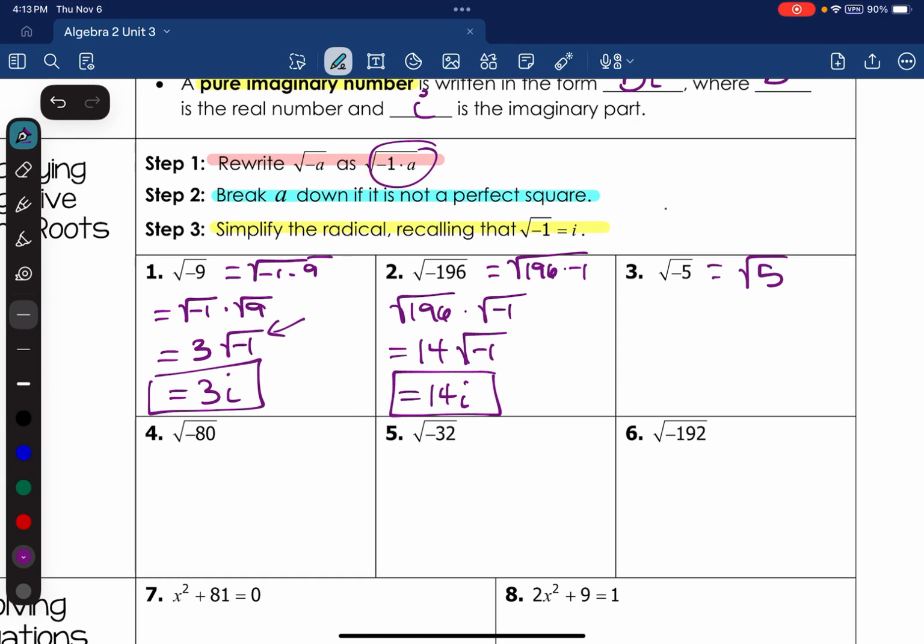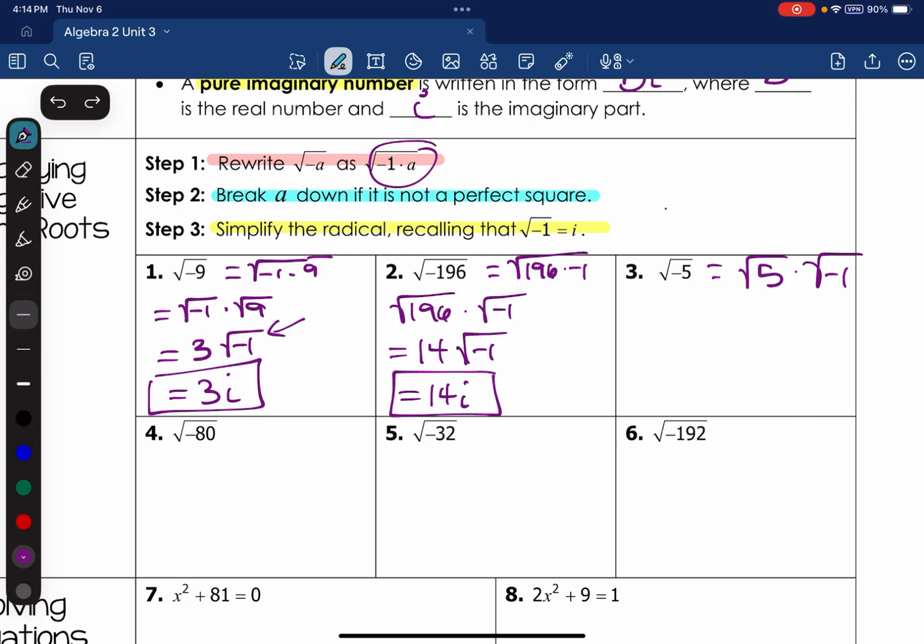This will be radical 5 times radical negative 1. I'm starting to skip some steps. Notice I'm not writing it all under the same radical. I'm going to go ahead and move on to this step, skipping the portion where I write it all under the same radical.